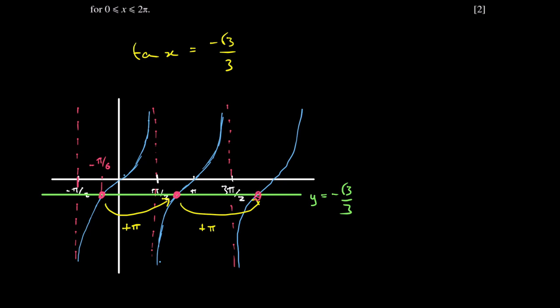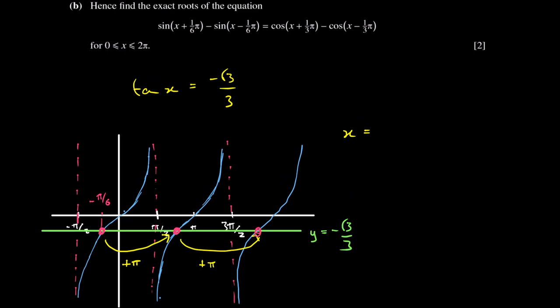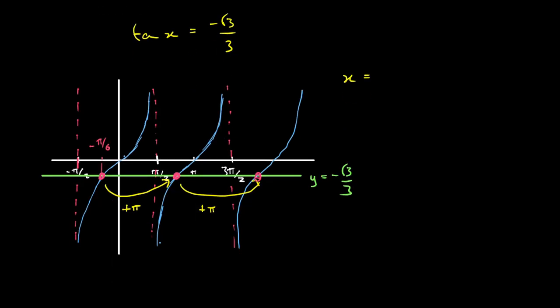So my solution is x is equal to negative pi by 6, but I can't have that because the domain I'm asked to do is between 0 and 2 pi. So I can't have this solution. But if I add pi, I get 5 pi by 6, which is acceptable. And if I add another pi, I get 11 pi by 6, which is also acceptable because it's less than 2 pi. So I think understanding the graph will really help you to get this question right, and in particular, it will help you to get the extra solution, 11 pi by 6, which I suspect a lot of students are going to miss.